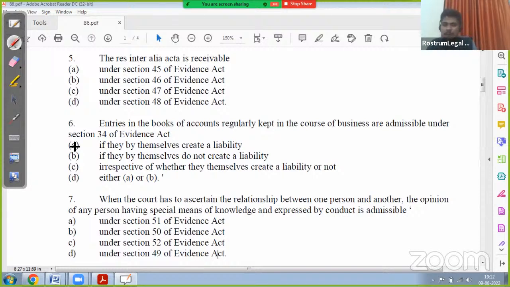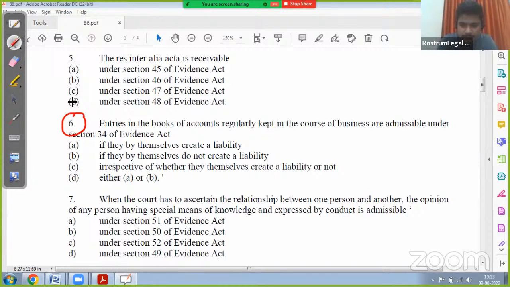Entries in the books of accounts regularly kept in the course of business are admissible under section 34 of Indian Evidence Act. Option A, if they by themselves create a liability. Option B, if they by themselves do not create a liability. Option C, irrespective of whether they themselves create a liability or not. Option D, either A or B. What should be the correct answer? क्या होगा इसका करेक्ट आंसर क्वेश्चन नंबर 6 का? बताइए जल्दी से, व्हाट शुड बी द करेक्ट आंसर ऑफ क्वेश्चन नंबर 6?